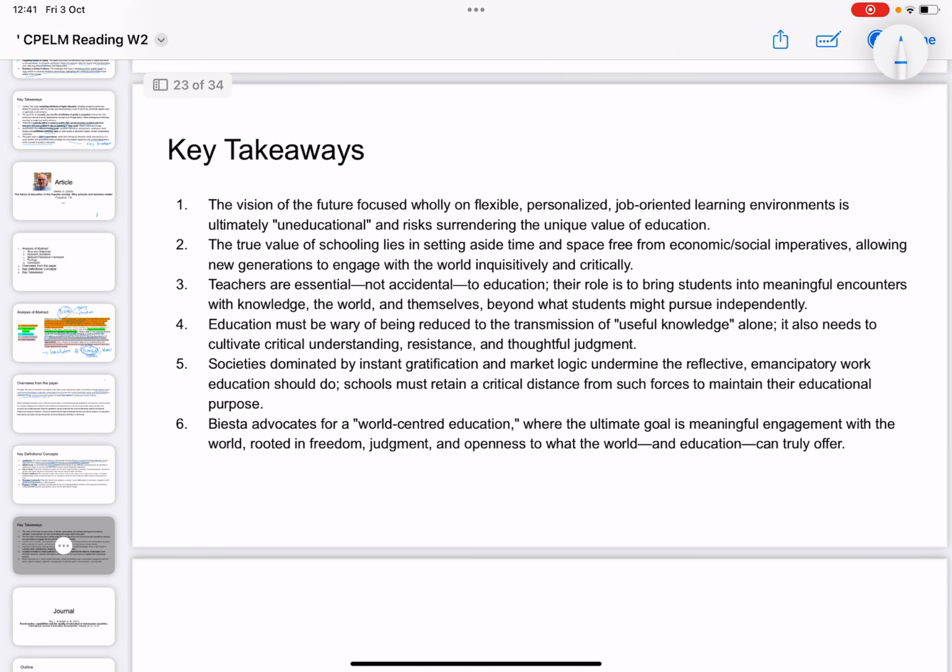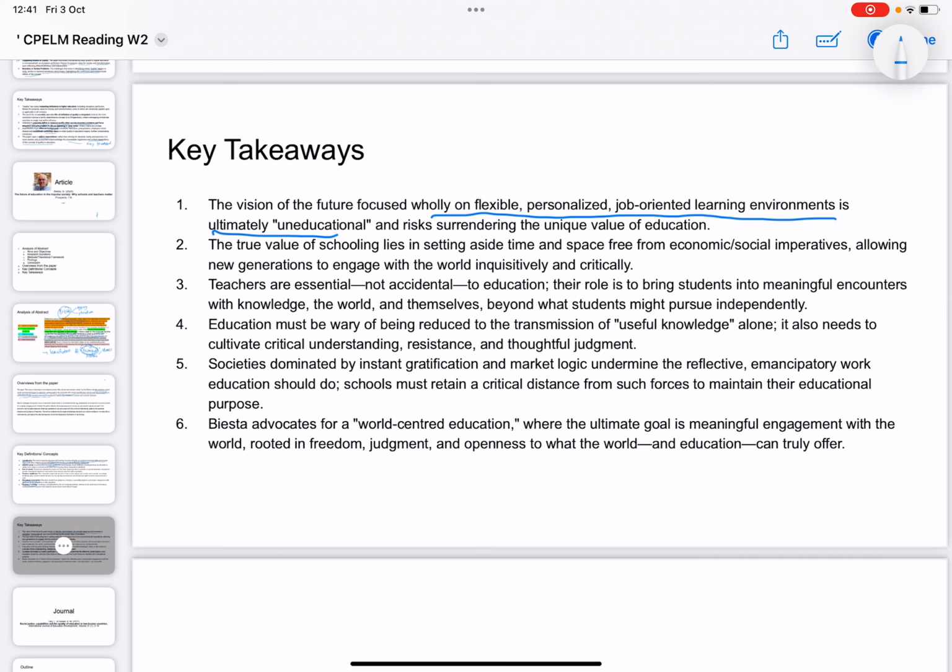Some key takeaways. The vision of the future, wholly focused on flexible, personalized, job-oriented learning environments, is ultimately uneducational. So Biesta argues this whole personalization is uneducational and risks surrendering the unique value of education. And I think this is really important, because this whole personalization agenda, this whole future-oriented agenda, what Biesta argues is that education has a unique value of emancipation, and that is being unfulfilled right now because of the society and economic structures we are in.